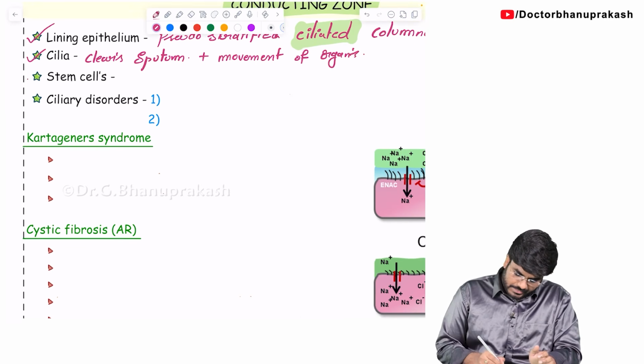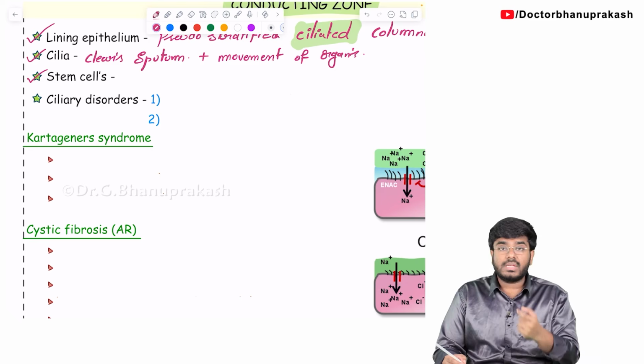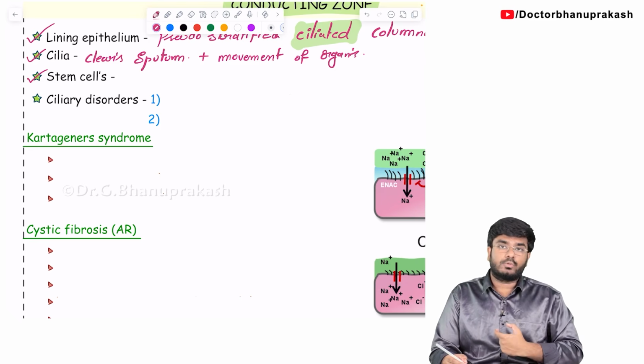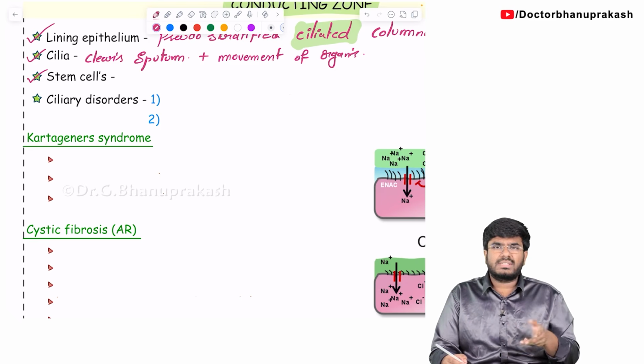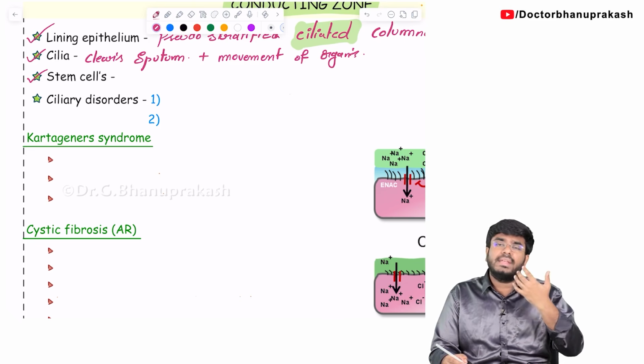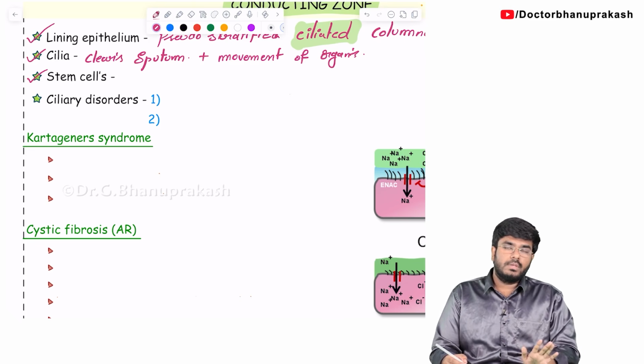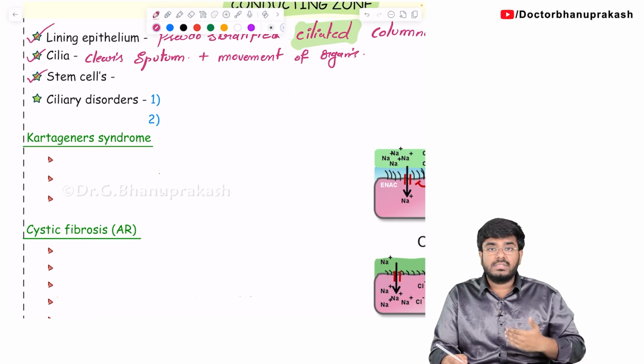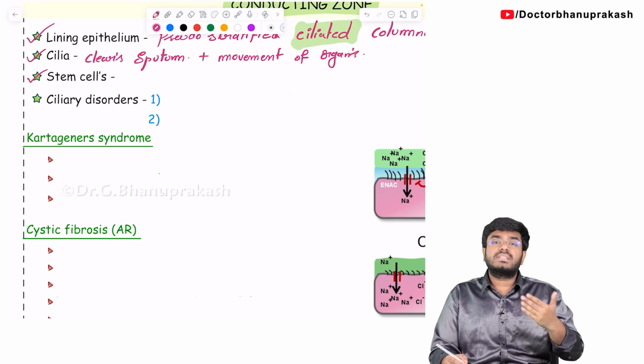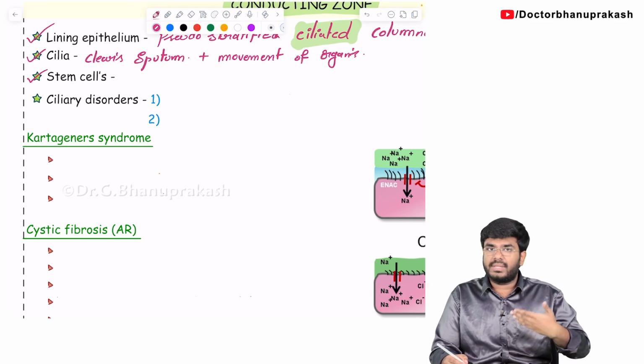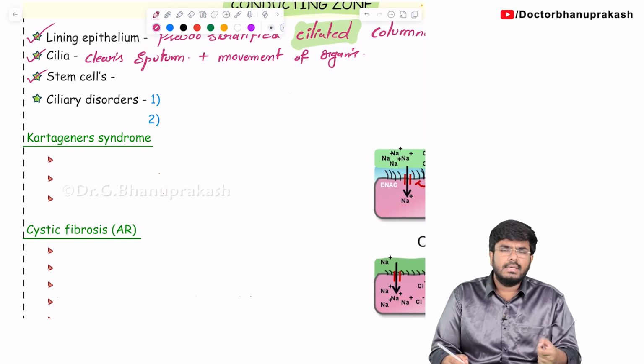Next, stem cells. What are the stem cells which are present in our respiratory tract? That's especially in the conducting zone. Because of cigarette smoke and dust, usually the lining epithelium will undergo damage. So, whenever the lining epithelium is undergoing damage, there should be certain cells which constantly keep replacing the damaged cells. Which cells replace the damaged cells? Stem cells, we all know.